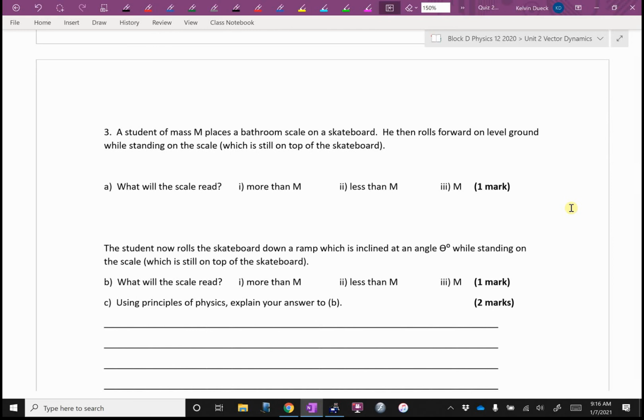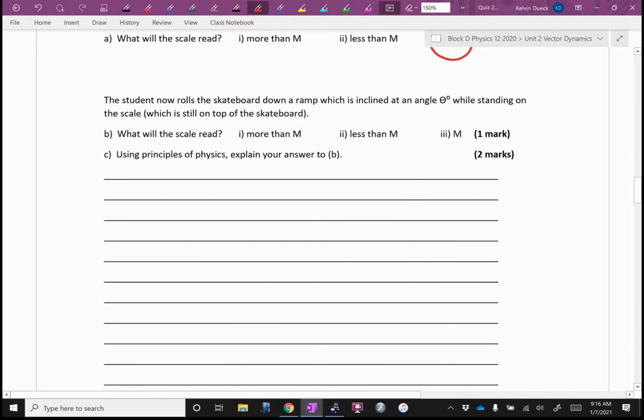What about for this one? Student of mass, big M, places a bathroom scale on a skateboard. Normal force, I'm thinking right away when I see bathroom scale. Then rolls forward on level ground while standing on the scale. What will the scale read? I think if everything's flat, even if you're moving forwards, your scale is still going to read M. Okay. Now it rolls down a ramp, which is inclined at an angle theta.